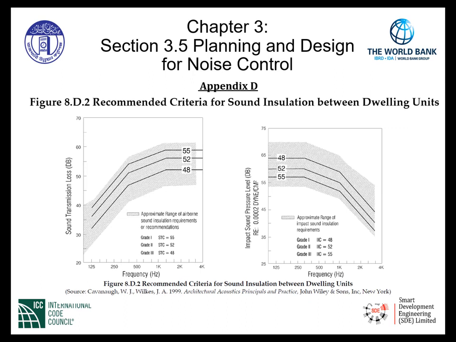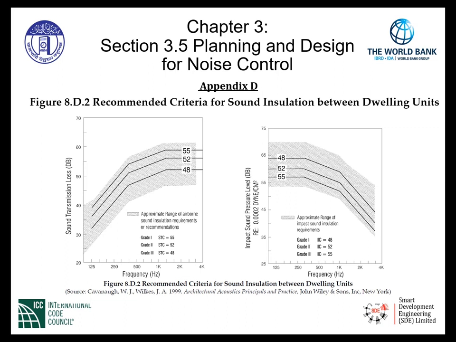This gives us the recommended sound insulation criteria that we find in section 3.5.5.1. As you remember, grade 1 applies mainly to full residential, quiet rural suburban areas, and certain luxury apartment buildings. Grade 2, with an STC of 52, applies to residential spaces in relatively noisy environments, typically urban and suburban areas. And grade 3, with an STC of 48, will be in very noisy locations, such as commercial or business areas, or with dwelling units on upper floors or downtown areas.